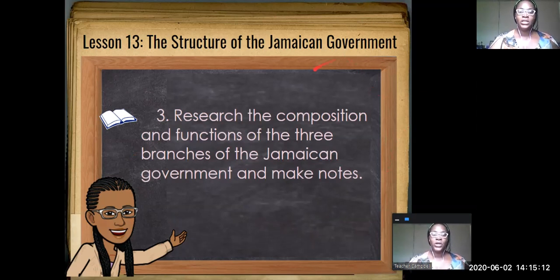Thirdly, you're being asked to research the composition and the functions of the three branches of the Jamaican government and make notes. Now, we looked at the structure of government already. How is it composed? How is it set up? Who is there? And what are the three branches? What purpose do they serve? I mentioned some of it, so you're going to research and come up with these answers, and put this in note form.